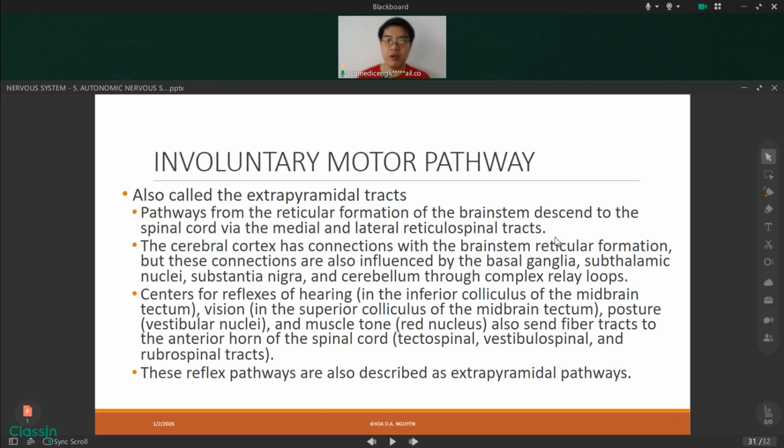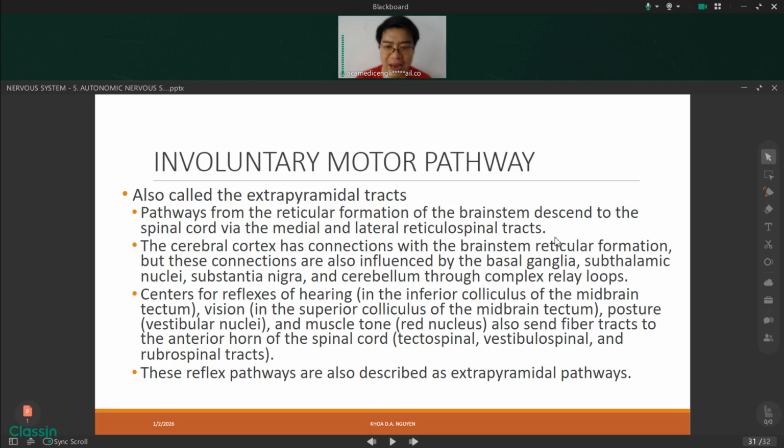Finally, the involuntary motor pathways are called the extrapyramidal tract. There are many tracts like that, including the tectospinal tract, the vestibulospinal tract, the rubrospinal tract, and most of those will control most of the reflexes. For example, you see something and you want to move out of the way. You notice that there is feces down on the ground in front of you, so you want to change direction. That is going to be going from the tectospinal tract and control your muscles.